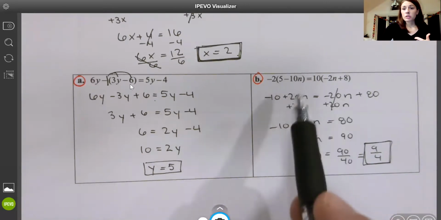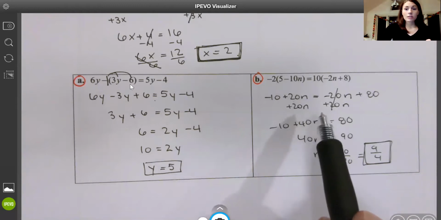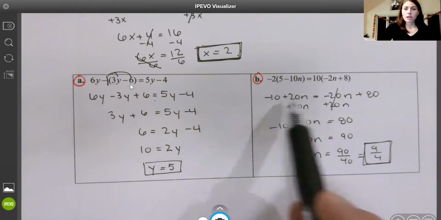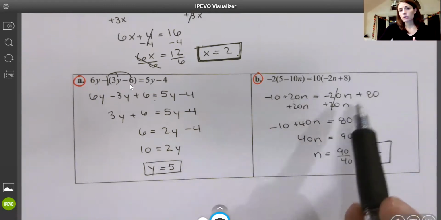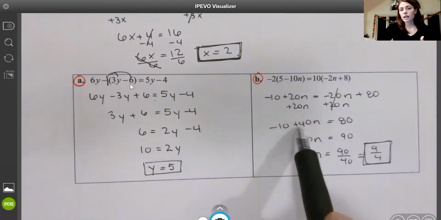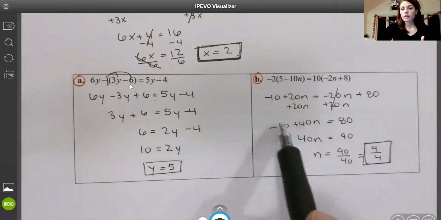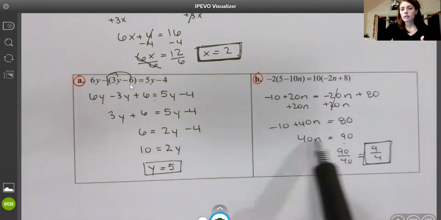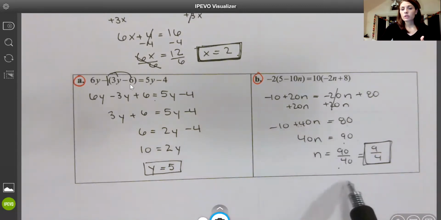And then it's not a special case. It feels a little bit like a special case up above, but again, on this side it's a positive, and on this side it's a negative. So when we go to collect our variables to one side, I ended up with positive 40 here. Then add 10, divide by 40, and reduce that fraction down to 9/4. And again, leave those as improper fractions. Don't rewrite them as a mixed number.